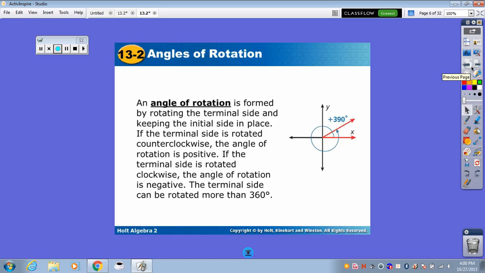The angle of rotation is formed by rotating the terminal side, keeping the initial side pinned in place along the x-axis on the positive side. If the terminal side is rotated counterclockwise, this is positive. And if the terminal side is moving clockwise, then the angle of rotation is negative. The terminal side can be rotated more than 360 degrees. So that's a key point to understand here. We can go around more than 360 degrees in this rotation.